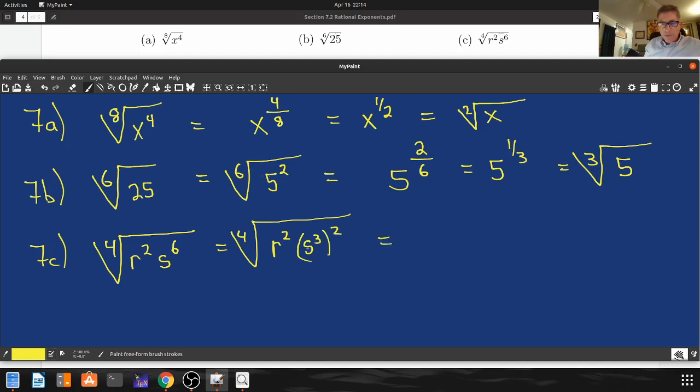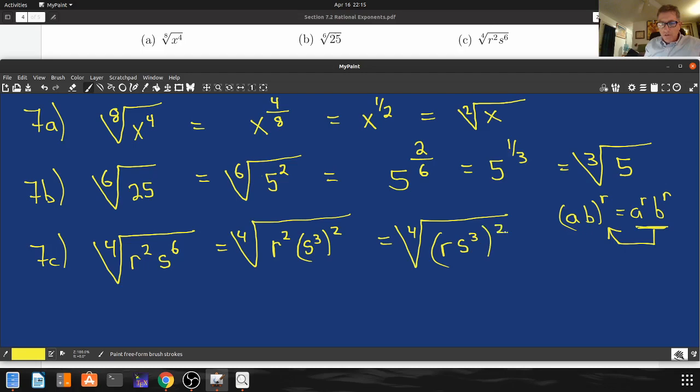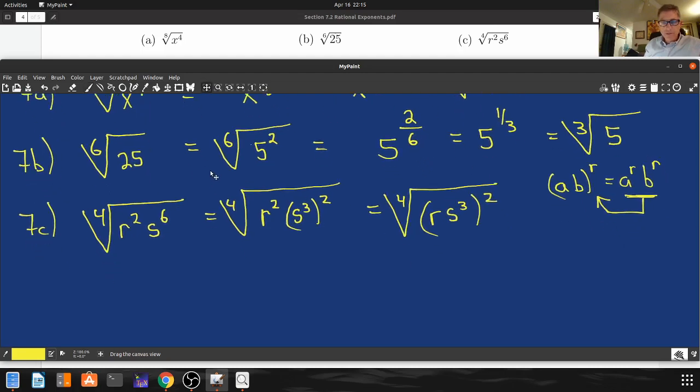And now I'm going to use another exponent rule. Basically, we have if a times b raised to the r is equal to a to the r, b to the r, I have this, and I'm going to this. So this is the 4th root of r times s cubed squared. Okay, so now I can simplify.